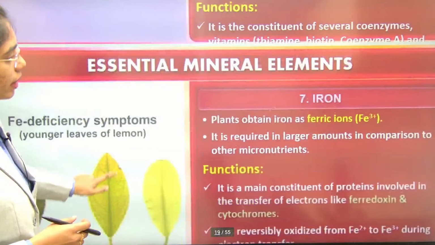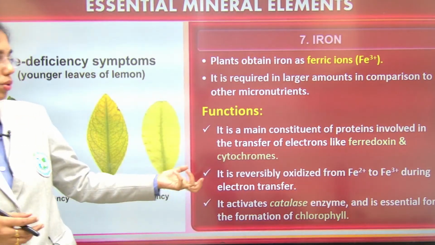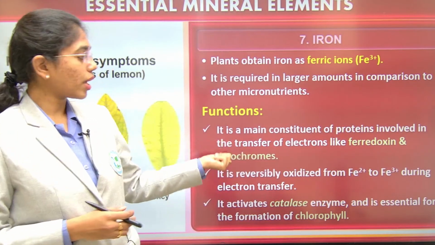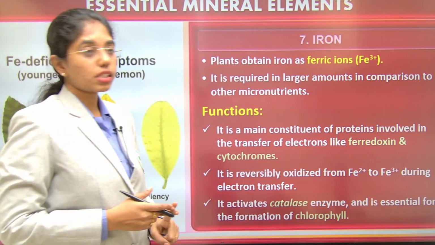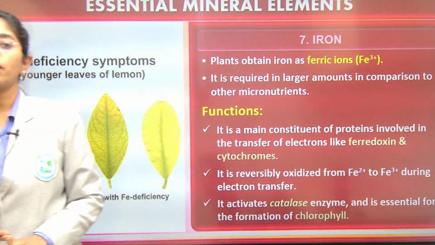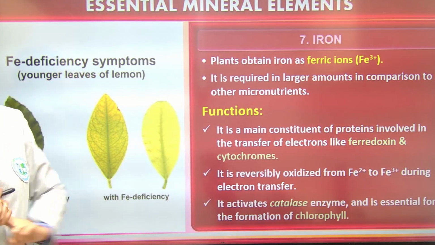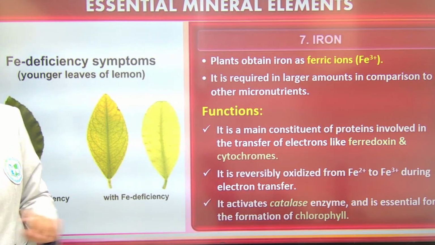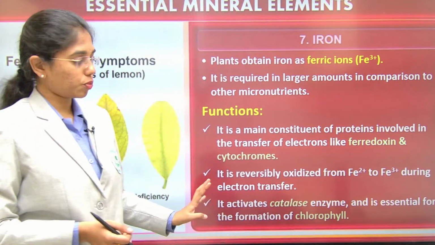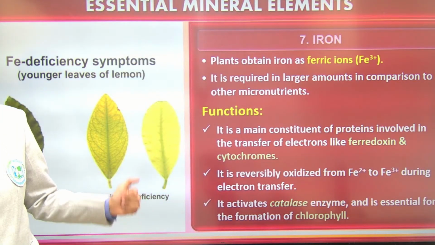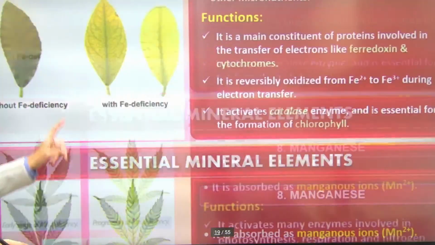Okay, and then iron is obtained in the form of ferric ions or ferrous ions. Its major functions: these are the major constituents of proteins involved in transferring electrons, like ferredoxins and cytochromes. You can see iron-sulfur complexes in the ETS, the electron transport system, both in the mitochondria and in the chloroplast. Iron-sulfur complexes, ferredoxins, these are present, right, whose major constituent is what? Iron. It is reversibly oxidized from ferrous to ferric during electron transport. It is not an irreversible reaction, this is reversible. It activates the catalase enzyme, and it is essential for the formation of chlorophyll pigment.